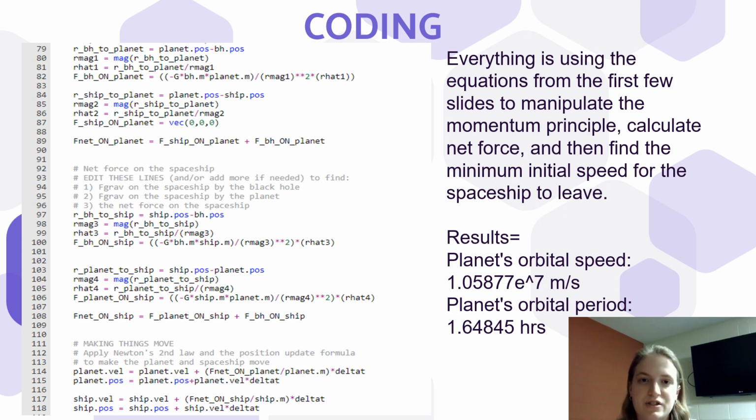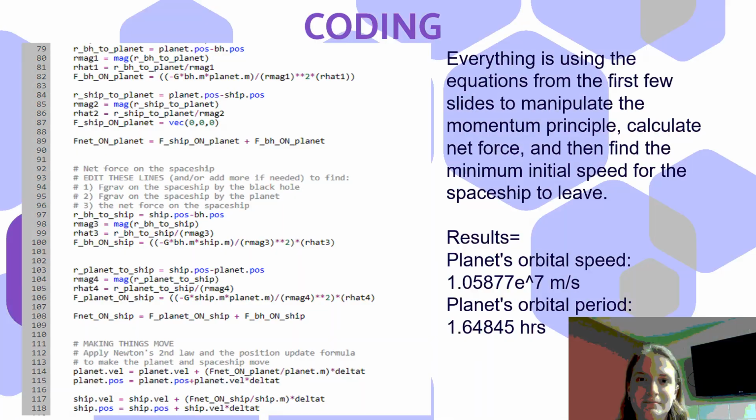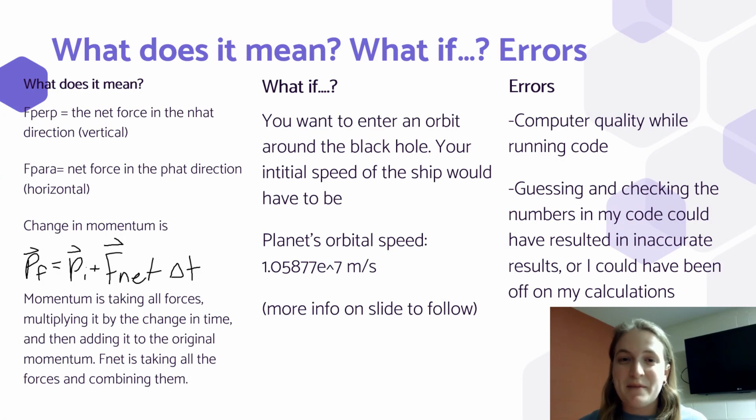And then going back to just our errors. As I'm sure many of you realized while doing this experiment, we had to do a lot of guessing and checking when it came to the equations and the numbers, which of course would result in inaccurate results. And also the computer quality while running the code and the examples was not always the best, so I also included that as an error.